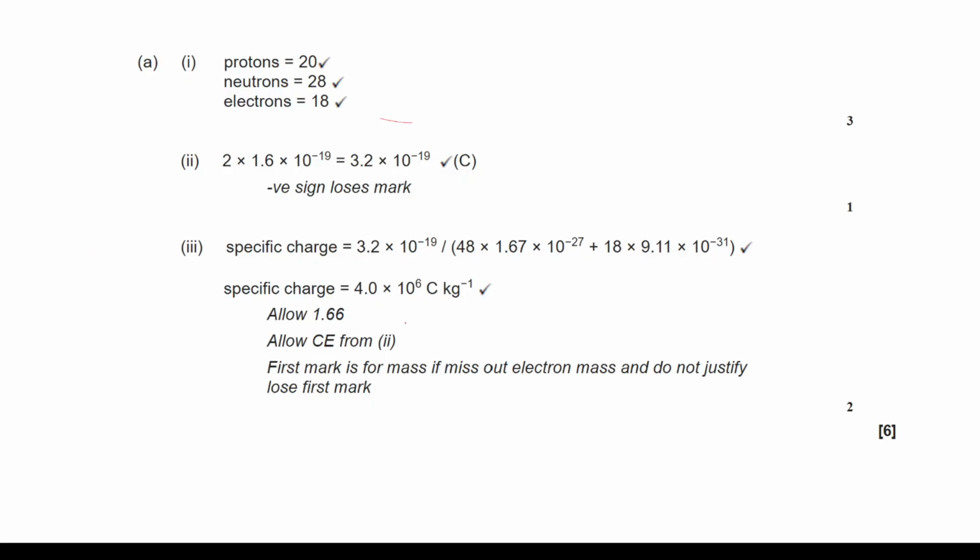Okay, so we don't write a negative sign, because remember, calcium after losing 2 electrons is not a negative ion, it's a positive ion. So you would lose the mark if you write negative. Then specific charge is the charge divided by mass. So the mass of the nucleons plus the mass of electrons, and then this. So it's also allowing 1.66 if you are not writing 1.67.